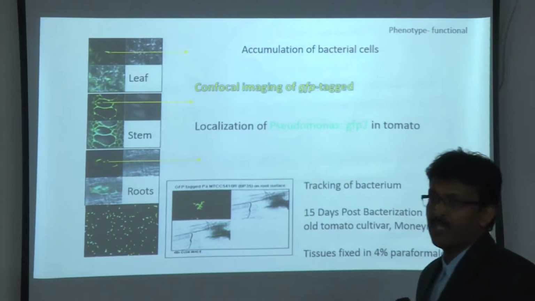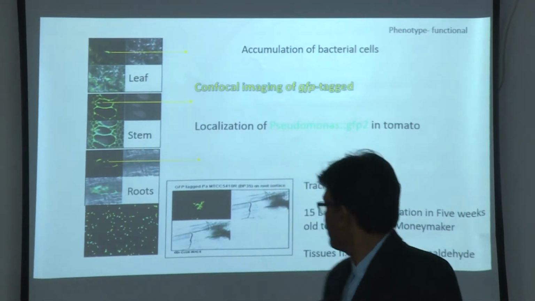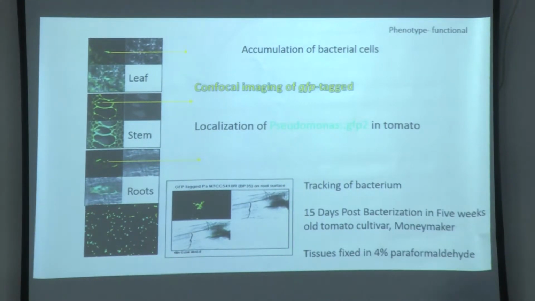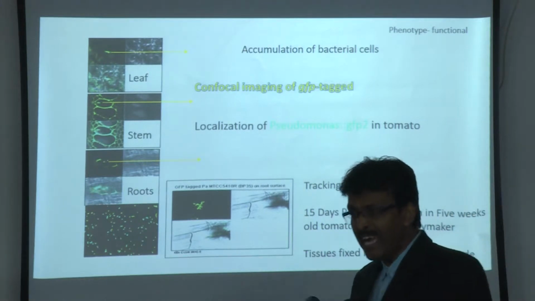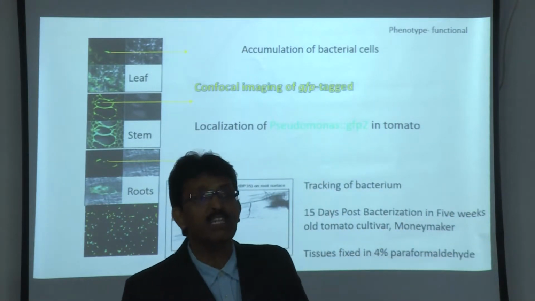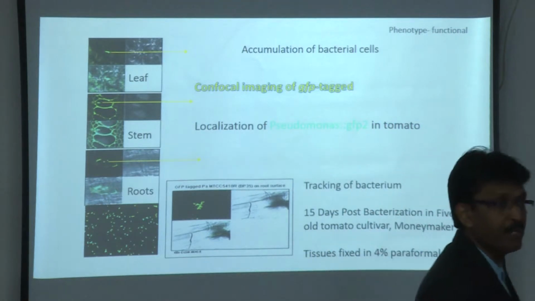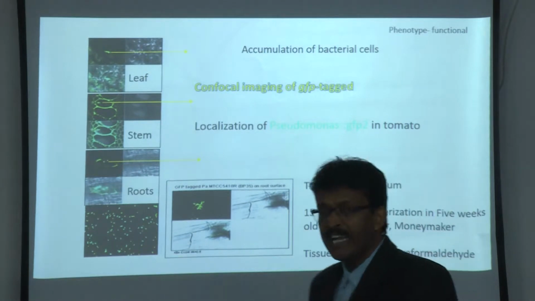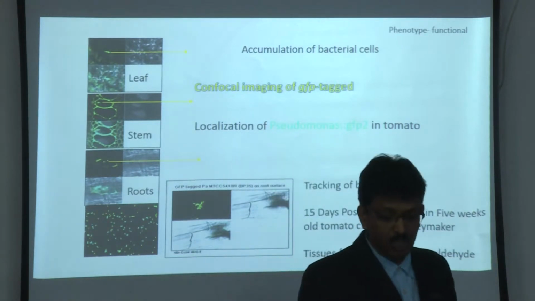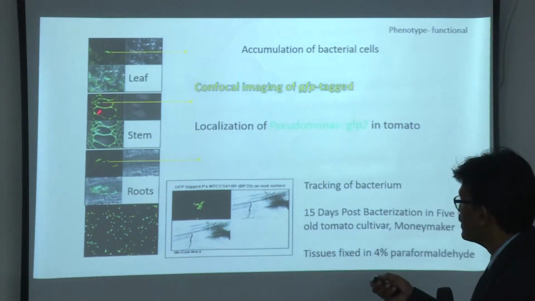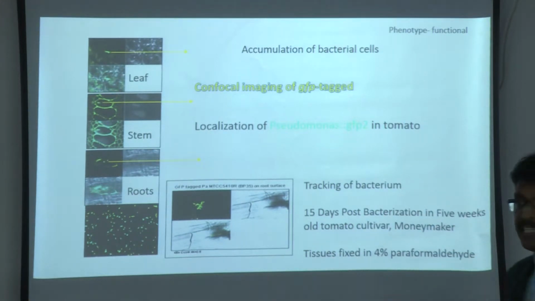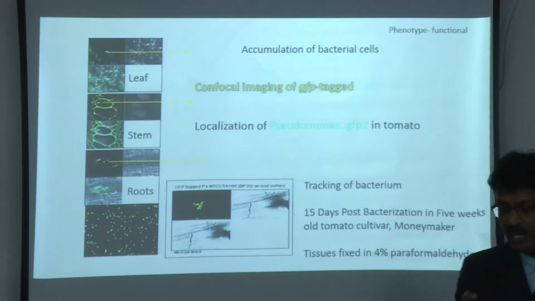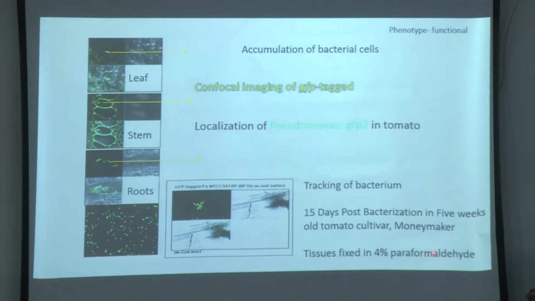So the utility part. What is the utility part? This is one slide I brought from my own paper, the paper we published in Environmental Microbiology. Basically what we did, the GFP tagged bacteria was inoculated in the rhizosphere of tomato. After 15 days, we started analyzing different plant segments, starting from roots, stem, and also leaf. You take a thin section, and you treat those tissues in 4% paraformaldehyde.